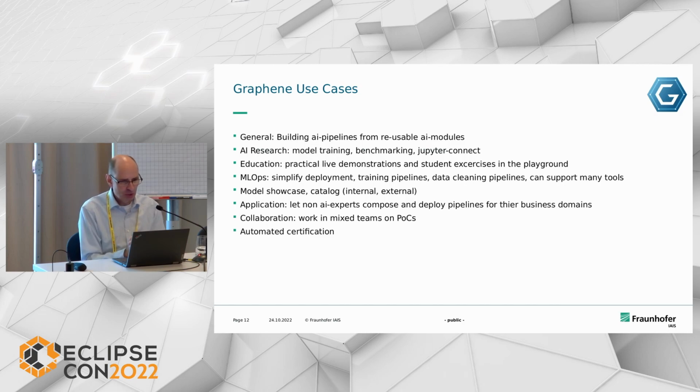So what are potential Graphene use cases that we've seen so far? Generally, it's building AI pipelines from reusable AI modules. Then for researchers, you can use it for model training, for benchmarking, and for interactive computing using Jupyter Connect. For education, it could be used for practical live demonstration in a lecture or for student exercises in the playground.